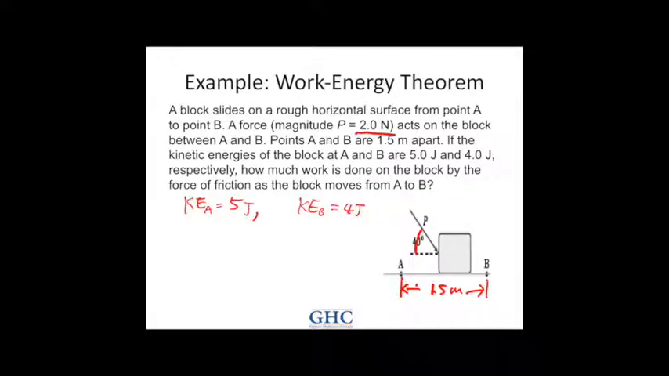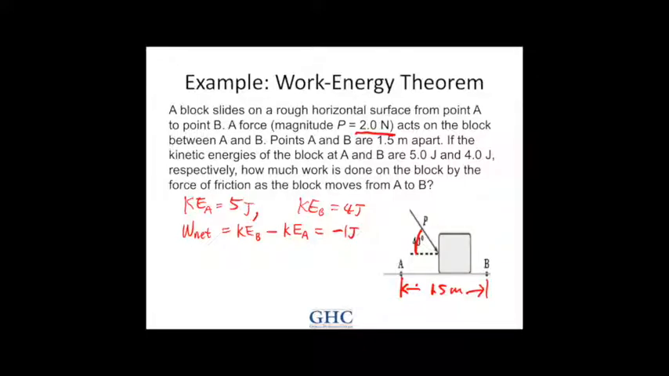We want to find out how much work is done on the block by friction when the block is moving from A to B. So we use the work energy theorem. The net work done on the block equals the change of kinetic energy: final kinetic energy, which is the kinetic energy at position B, subtract its initial kinetic energy at position A. So the net work done on the block from A to B is negative 1 joule.